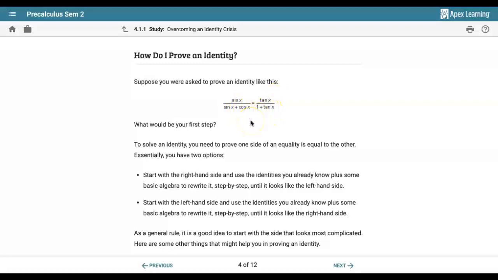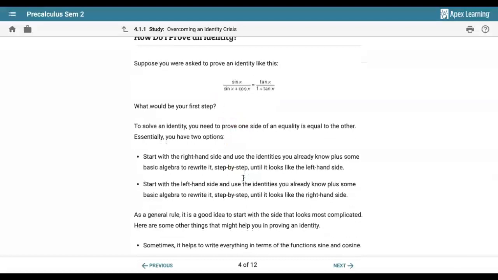So, the steps in order to solve an identity. Well, first off, you have to realize that we're proving this identity, meaning the left side has to be equal to the right side and vice versa. The right side has to be equal to the left side. So we have two options, but basically, we start with one side, whether it's the right side or the left side. We start with one side, we use the identities we already know, plus some basic algebra, and we rewrite it until one side looks like the other. That's pretty much what we do here.